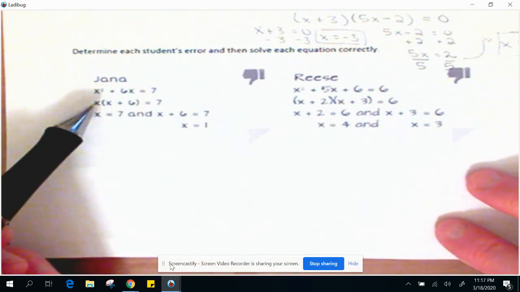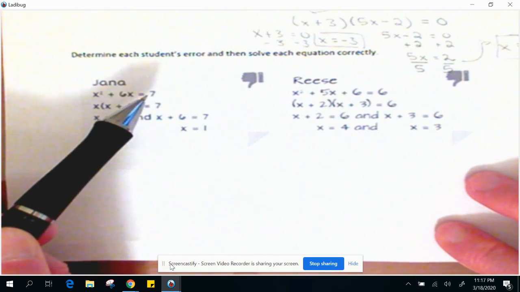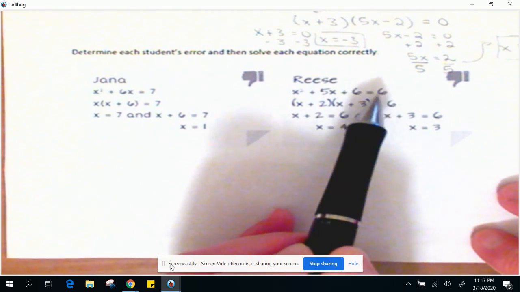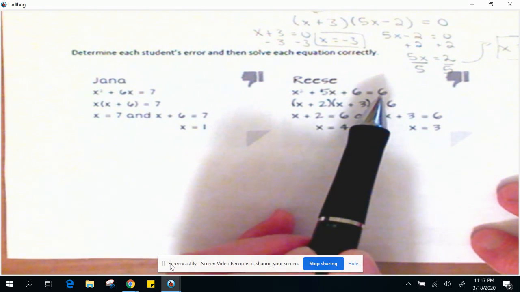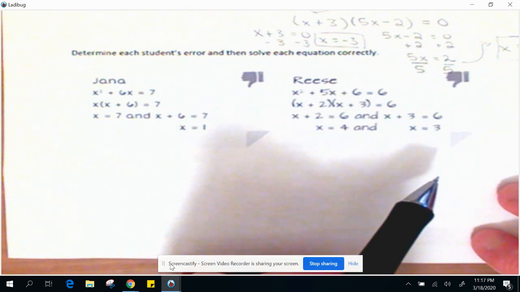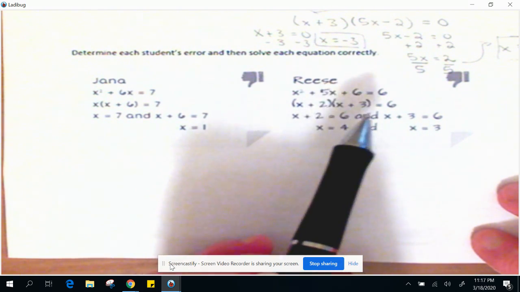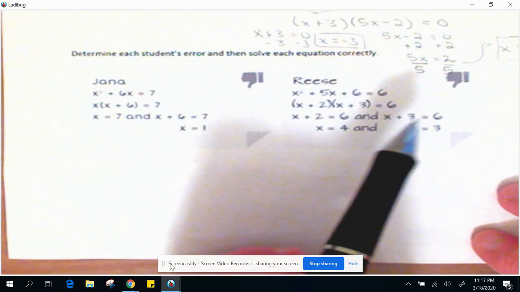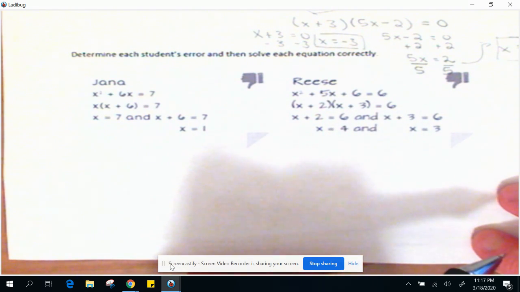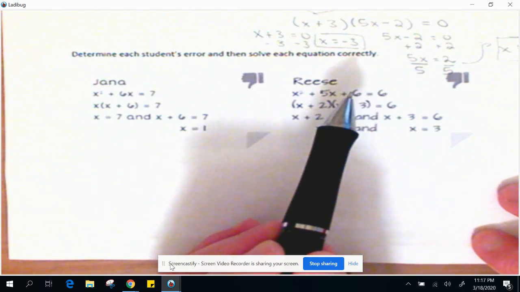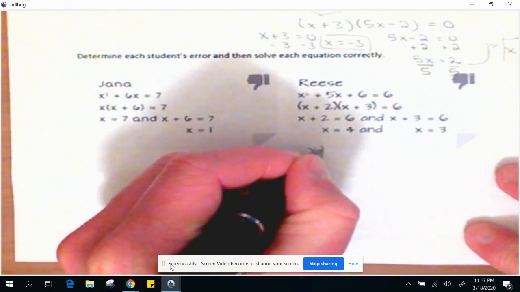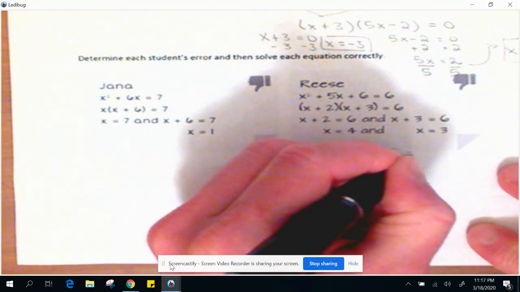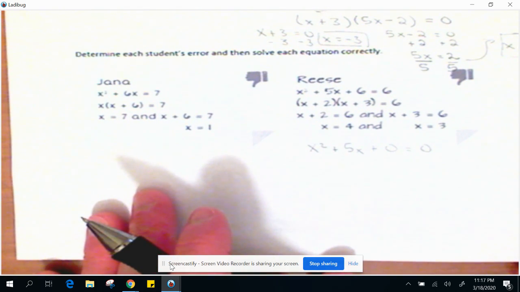So first off, you can see that this is not in standard form, so you need to move that 7 over. This one is in standard form, but then you have this 6 over here. So it would probably be best to move that 6 over at the beginning, or after you factor out, you're going to have to take that 6 away from both of these. So this is going to get a little confusing. I would subtract 6 from both sides, and that's going to give you x squared plus 5x plus 0 equals 0. So that's going to be interesting.